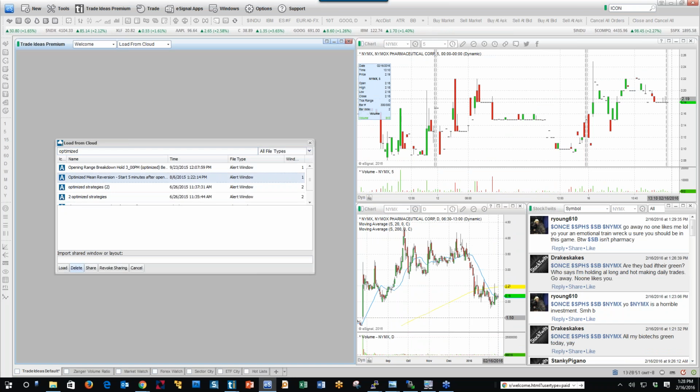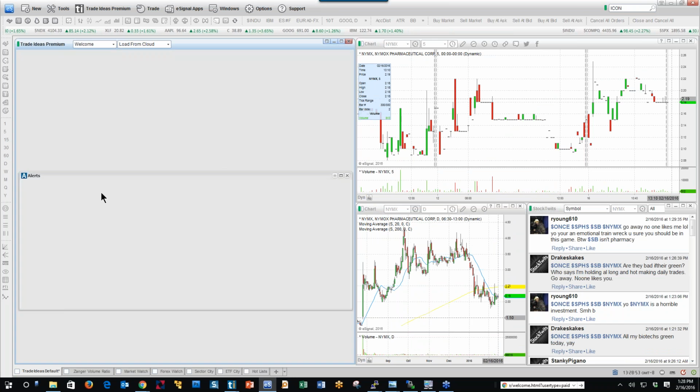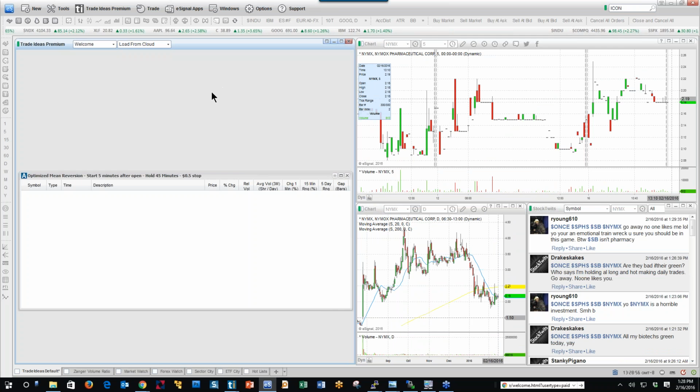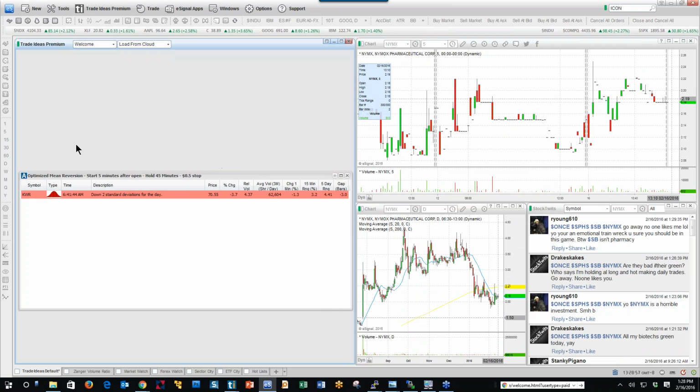So we're going to do an optimized strategy, and I'll explain real briefly what we're looking for in this alert window. This alert window is looking for really an unusual down move, something that moved down far more than normal, and we're going to hypothetically buy that down move and sell it 45 minutes later and we're going to put in a 50-cent protective stop. So if that stock moves against us 50 cents or more, we're going to just get out of it.